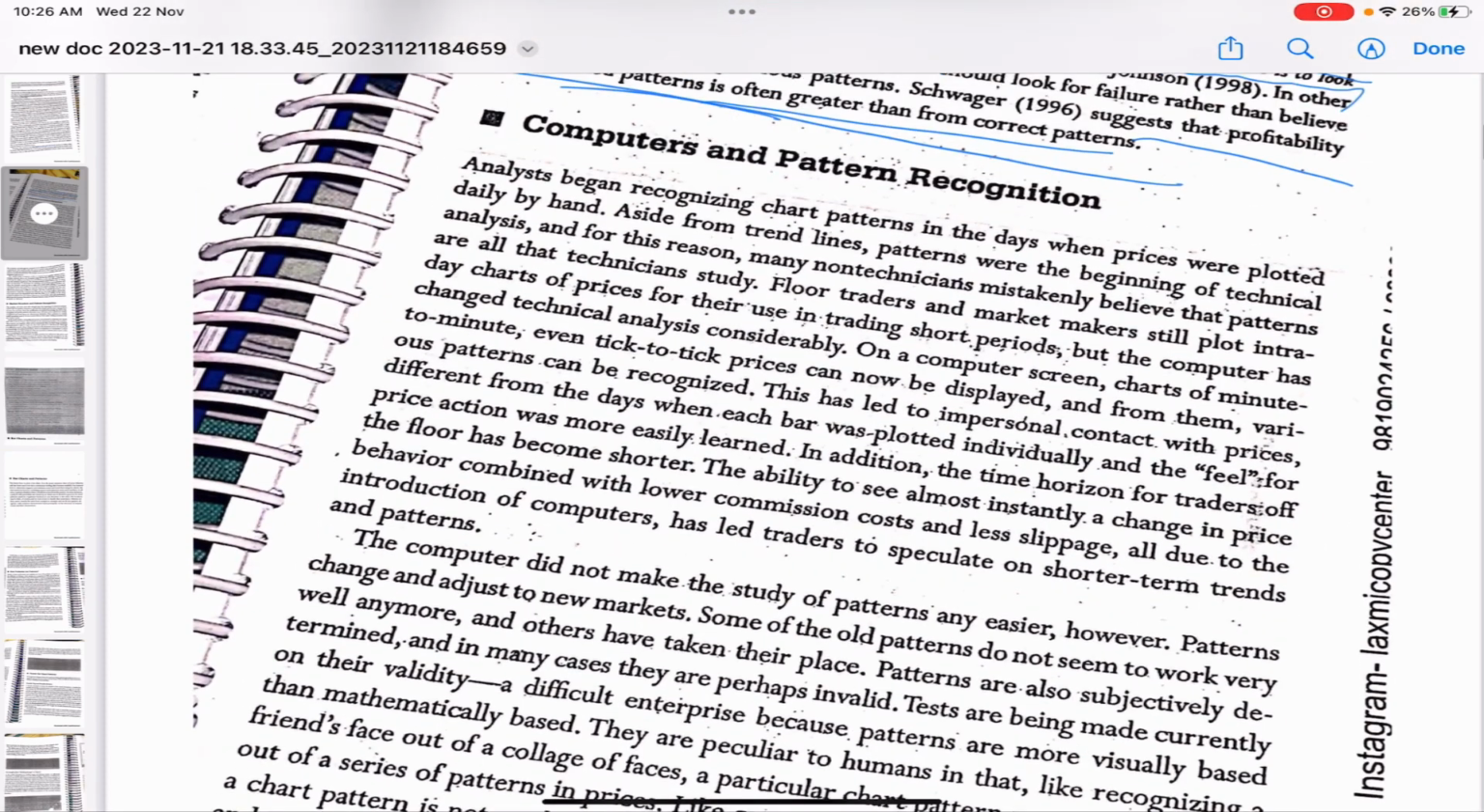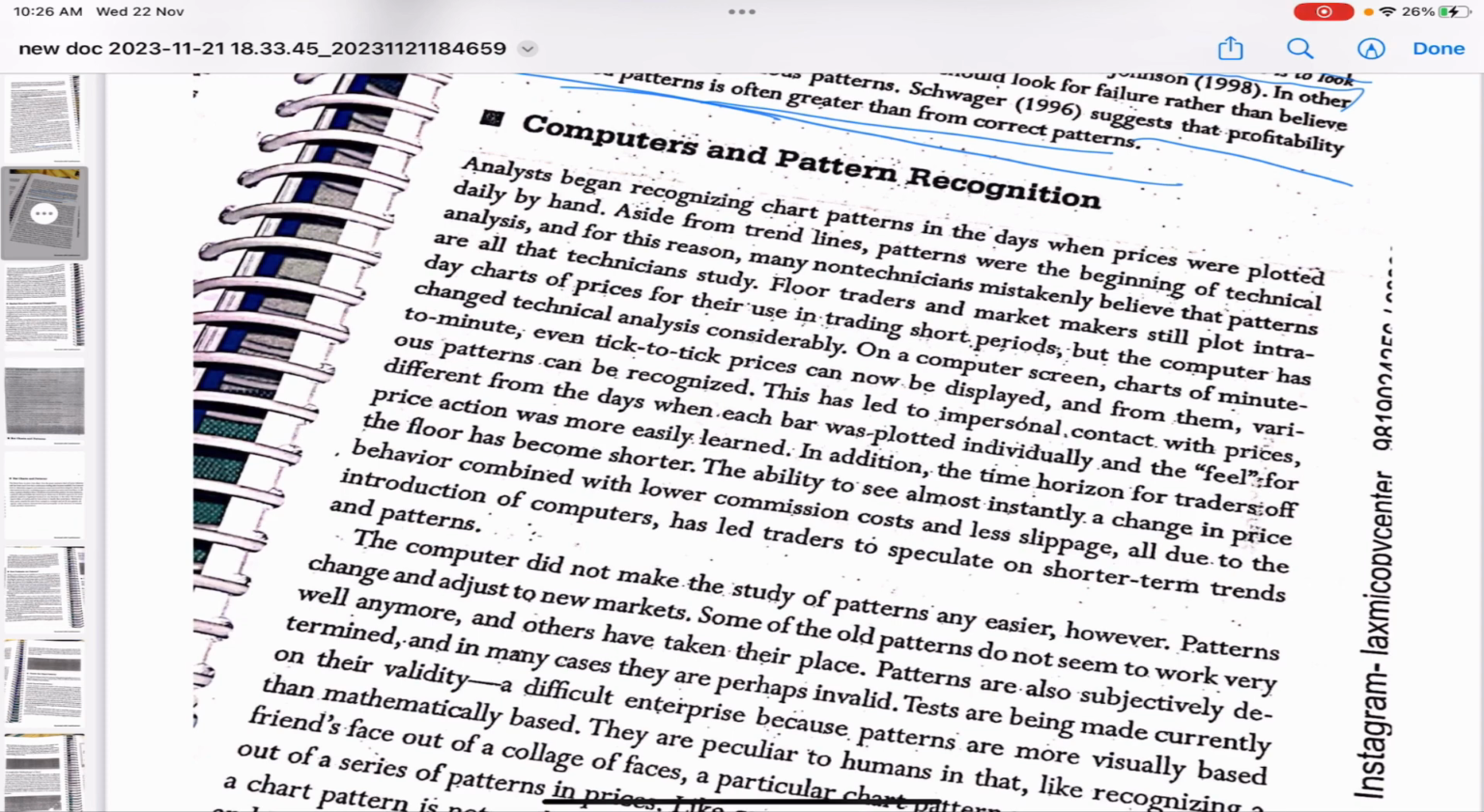Alright. So, computers and pattern recognition. You might be wondering why we have to manually study this and manually recognize patterns when computers can do it for us now. In fact, we have supercomputers and AI and everything. The thing is, computers do not make the study of patterns easier. Why?